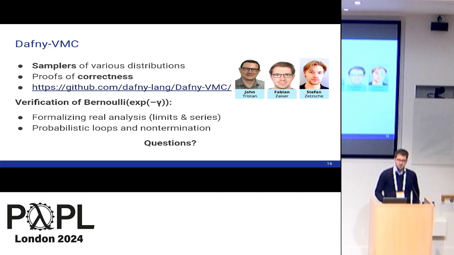So in summary, Dafny' VMC is a cool project, at least I think so, for samplers of various distributions with proofs of correctness. You can check it out on GitHub. And in particular, I think the verification of the Bernoulli exponential distribution is interesting because there are two challenges. We had to formalize some real analysis in Dafny', for example, limits and series. And there's interesting research on probabilistic loops and non-termination to be done.